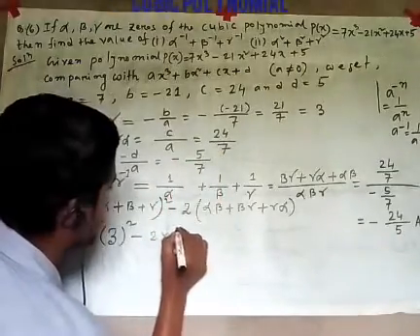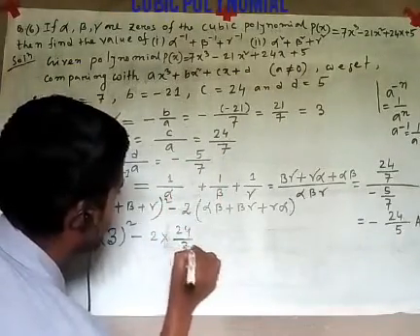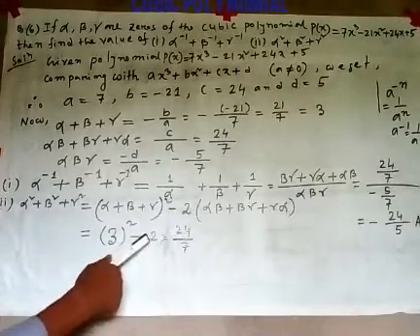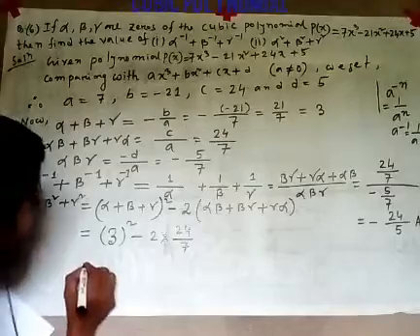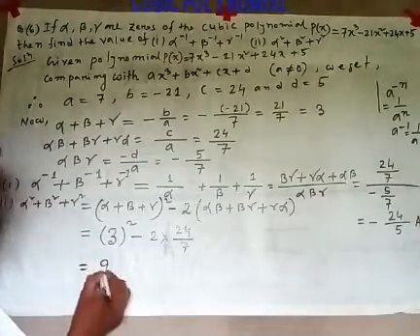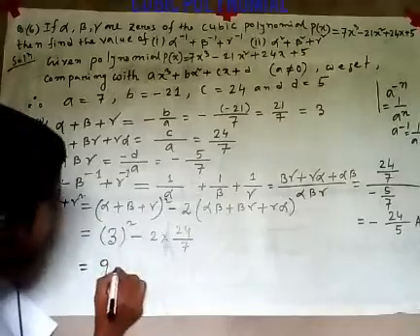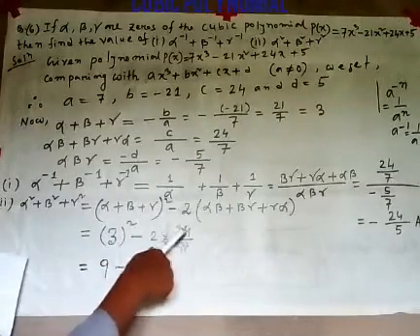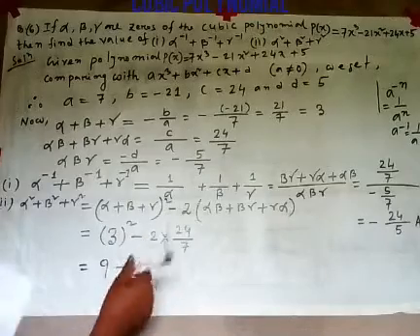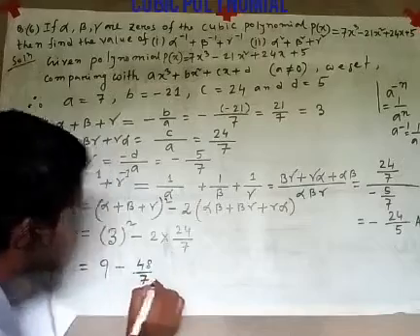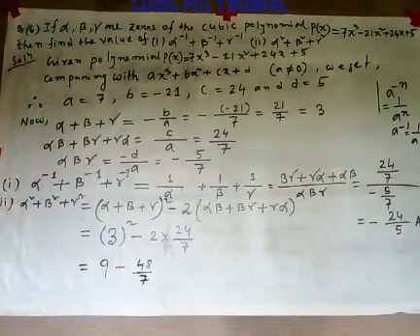So into 24 by 7. What we can see, 2 is the numerator, 24 also numerator. So 2 into 24 we have to multiply. First of all, 3 square equal to 9 minus 2 into 24. How much? 48 divided by 7. Now what we can see, how we have to do.